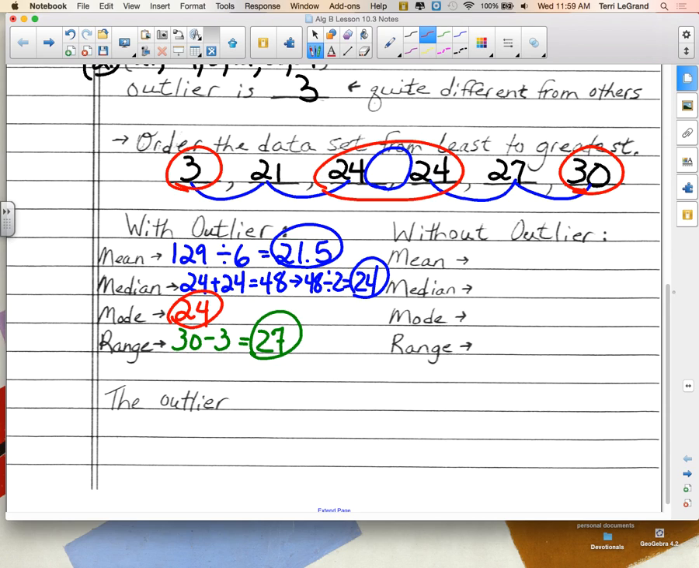So let's do the data set saying we're going to throw out the outlier. In other words, we're going to take out 3. We don't want 3 in there while we're doing our mean, our median, our mode, and our range. So now we're going to ignore 3, and we're going to have a, how many member data set? 5 member data set. So go ahead and calculate them without that 3 in there. Find out what they're all going to be.